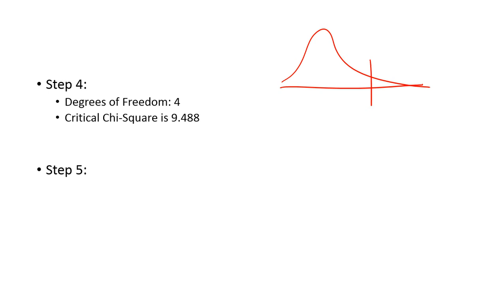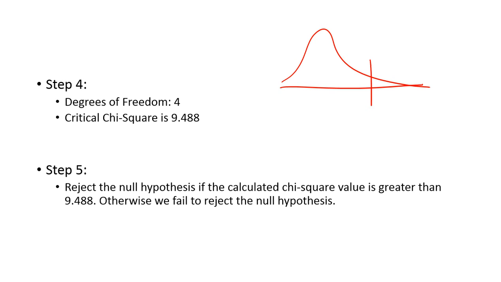Next up is step 5, which is your statement. In step 5, you start off by saying: reject the null hypothesis in favor of the alternative hypothesis if the chi-square value is greater than 9.488. Remember, it has to be bigger than it for you to reject it. Otherwise, you fail to reject your null hypothesis. Make sure you write all of that. You can use your inequality signs. You guys know all that stuff.